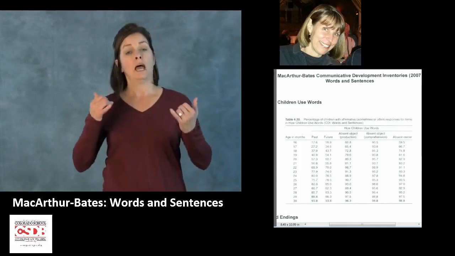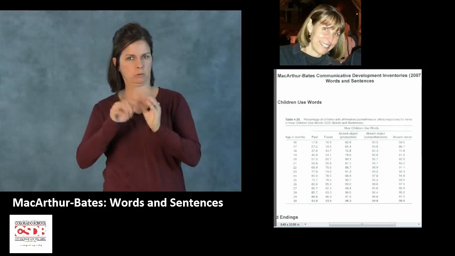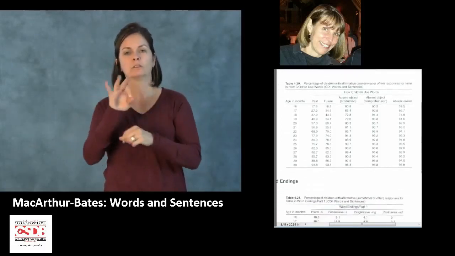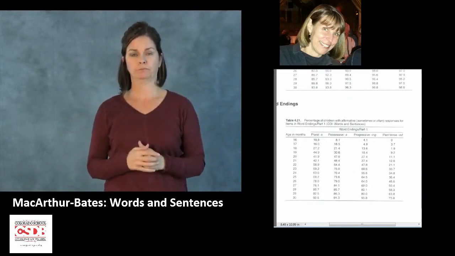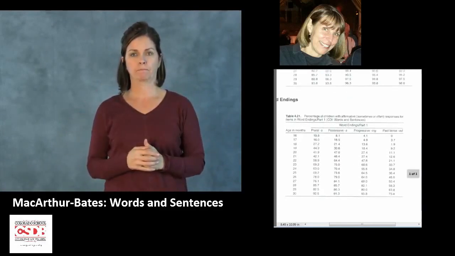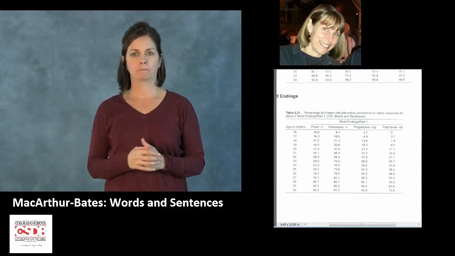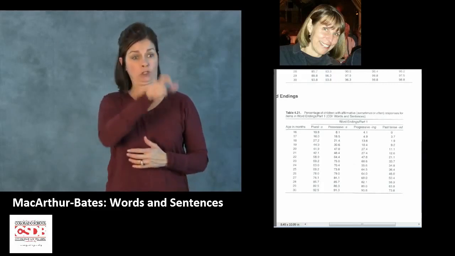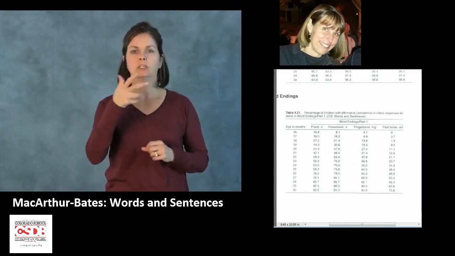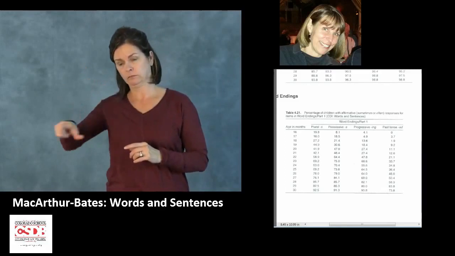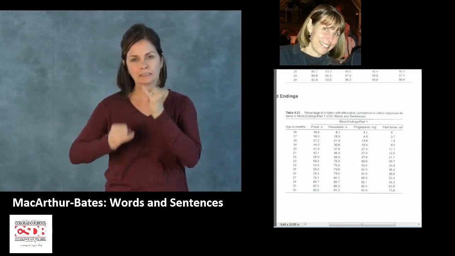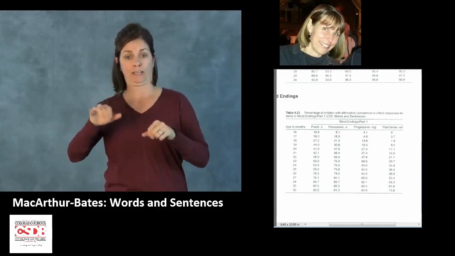Let's scroll down while we're on this to the second table, which looks at the use of word endings. So now we're getting into grammar. In the first column, again, we see the child's age in months. And then each of the subsequent columns show the different grammatical endings with the percentage of children who are using those endings sometimes or often.